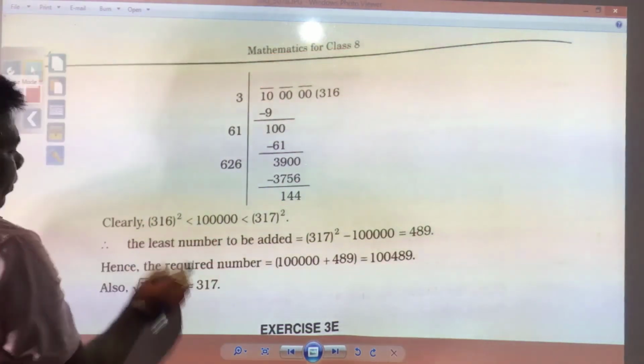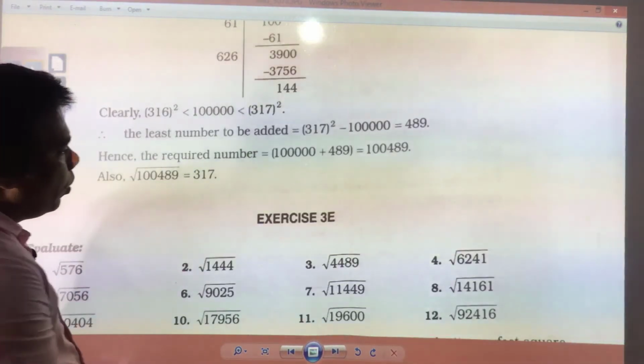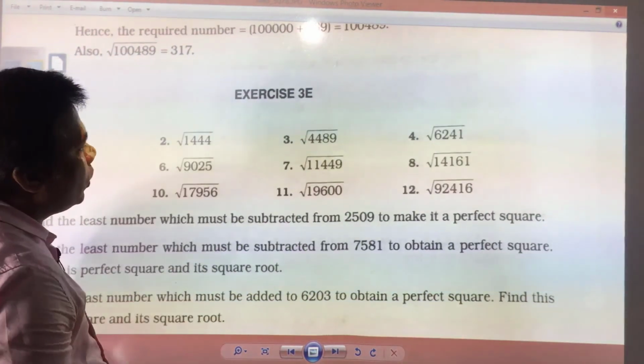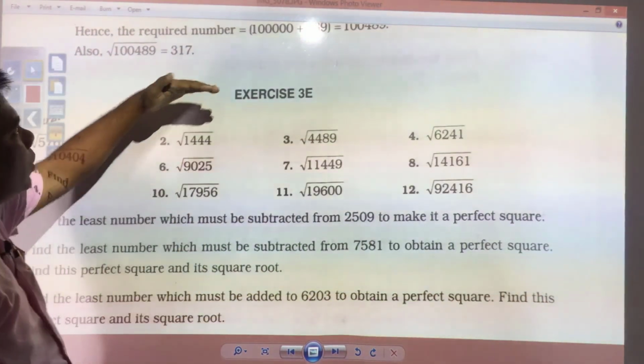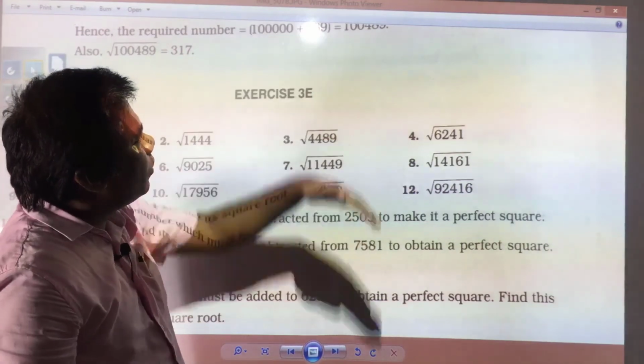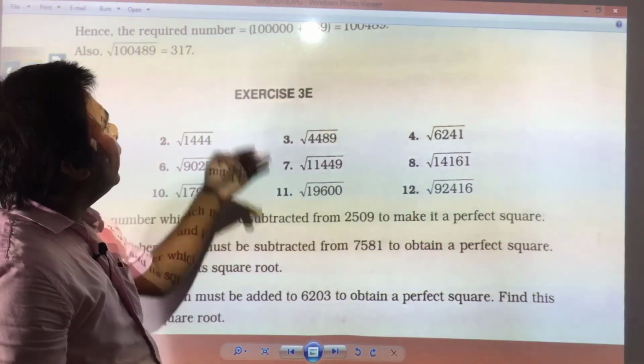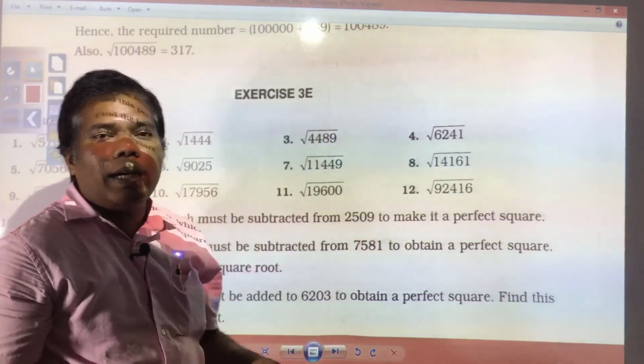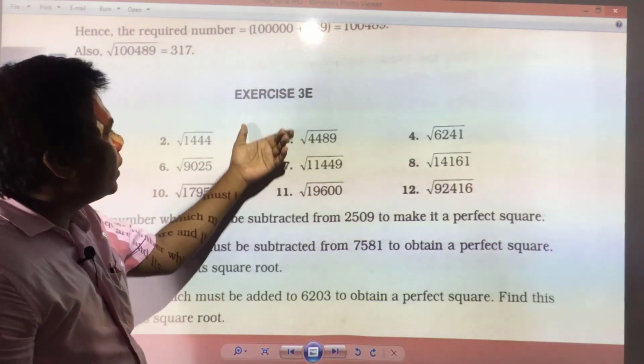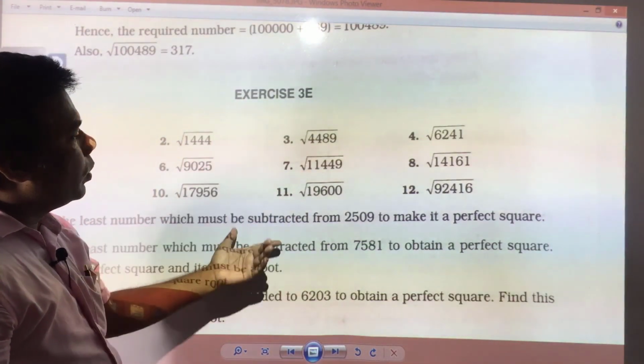So next you have exercise 3E. I hope up to here if you have understood, you will be able to do it. So first you try to understand all the discussion that I have made today, and try to solve the solved examples first, then you start exercise 3E. I hope you will be able to do it.